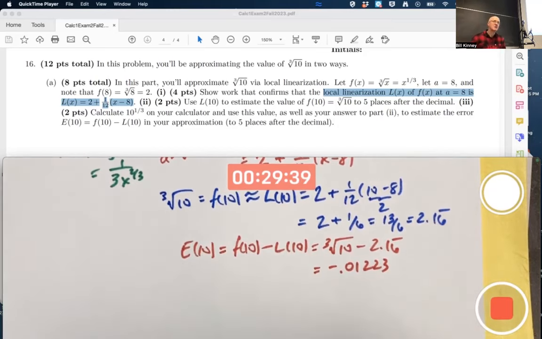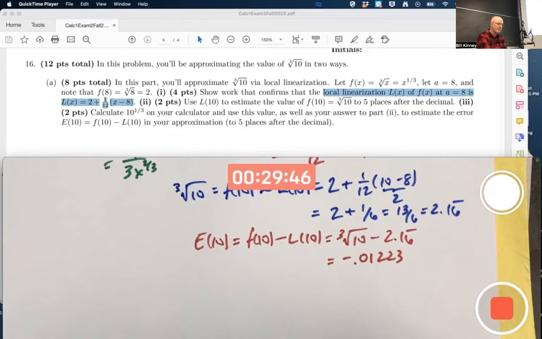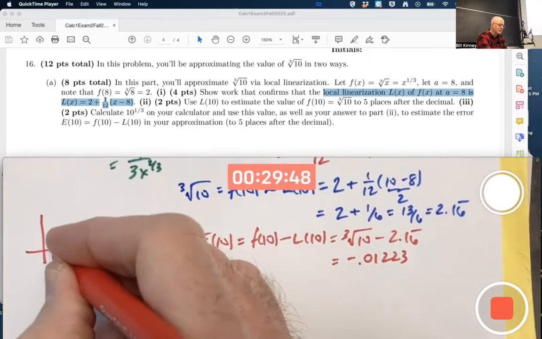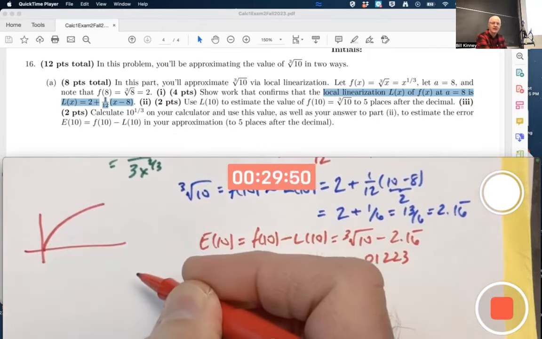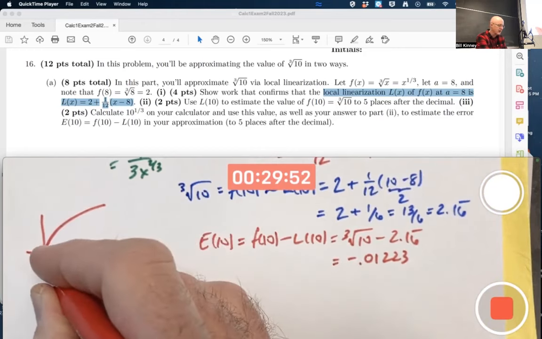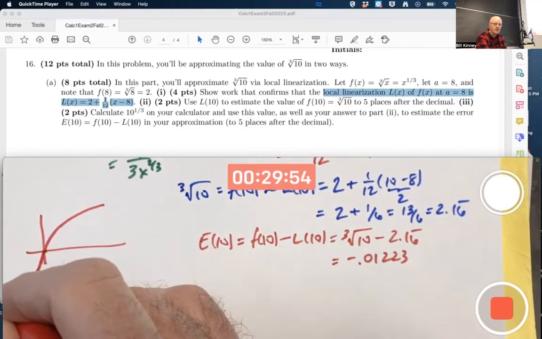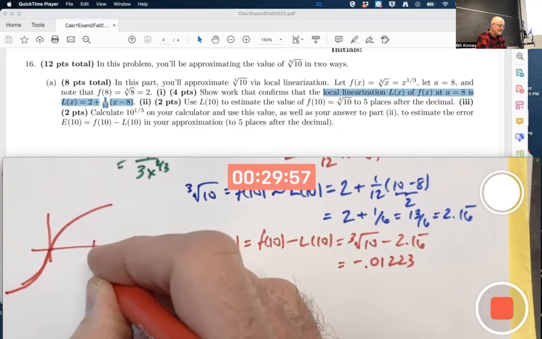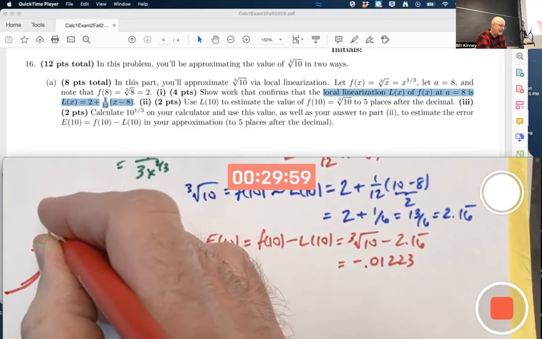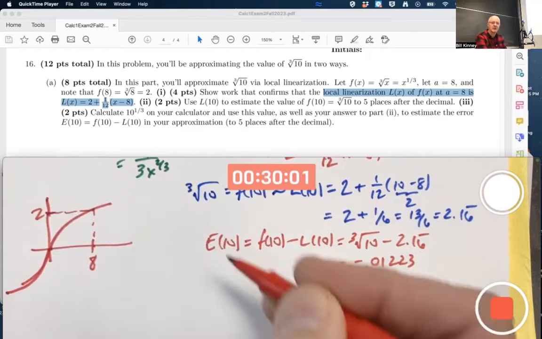I didn't ask why it was too big, but if I did ask why it was too big, you should be able to explain. I'm telling you right now. Why is it too big? I might put this on the final. Draw a graph to see why it's too big. There's the cube root function. It technically goes over here as well. a is 8. Its value at 8 is 2, because the cube root of 8 is 2.